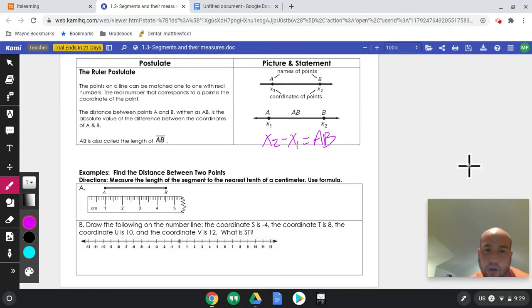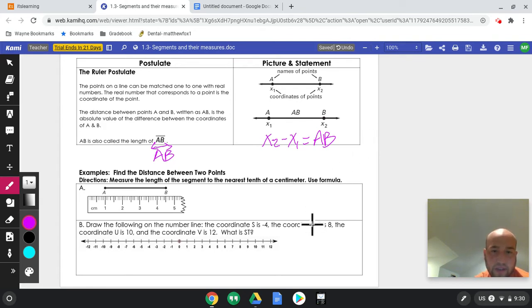Notice there is no markings over it. If I want to call it segment AB, I put the markings over here like this. Okay, if I want it to be line AB, remember I put the arrows on each side like that. If there's no marking over that, that is simply saying the distance from A to B. Okay, so this right here with no markings means how far is it from A to B.